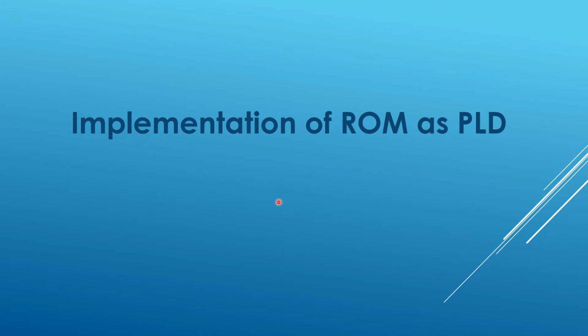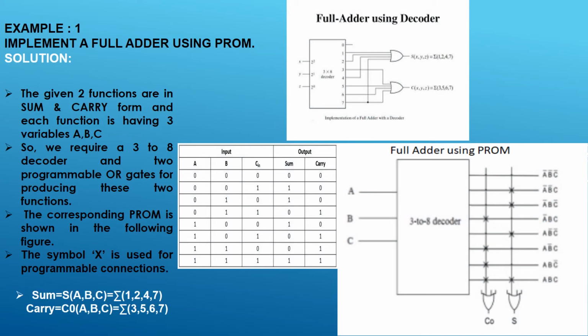Now we'll see how to implement ROM as a programmable logic device, how to construct ROM by means of your programmable logic device. So before doing so, we'll see the problem, how to construct it using a full adder. So you know what is a full adder? A full adder comprises 3 input variables and it produces 2 output functions. One is going to be the sum, another is going to be the carry.